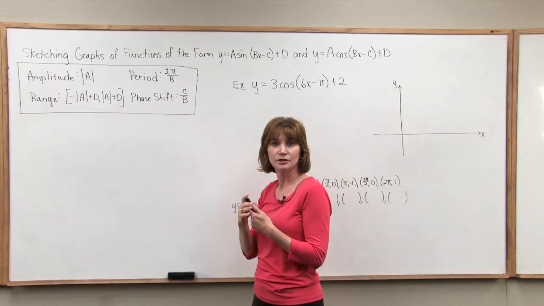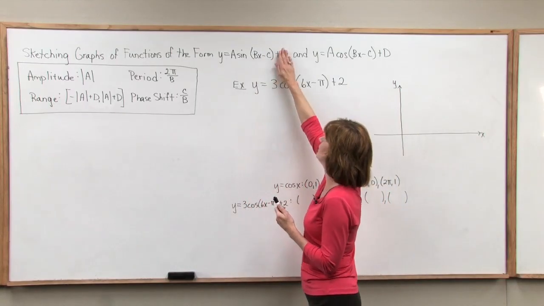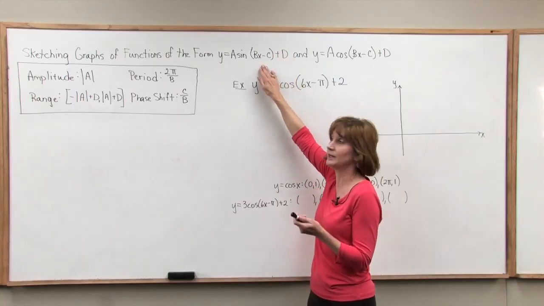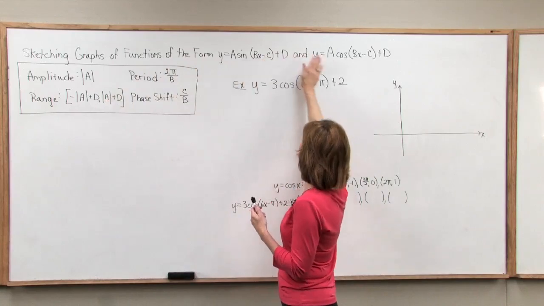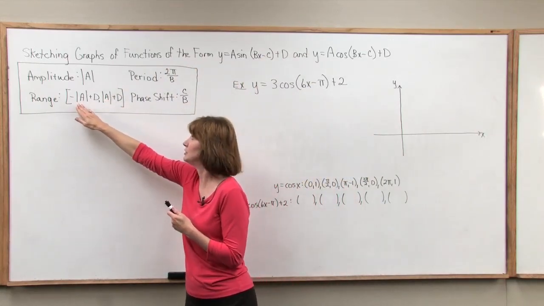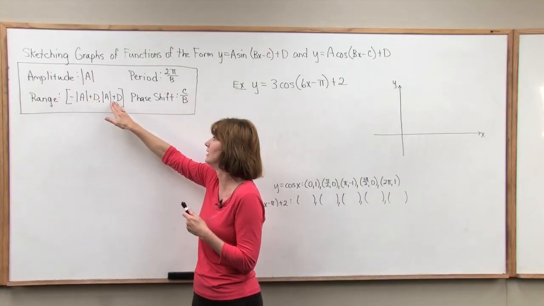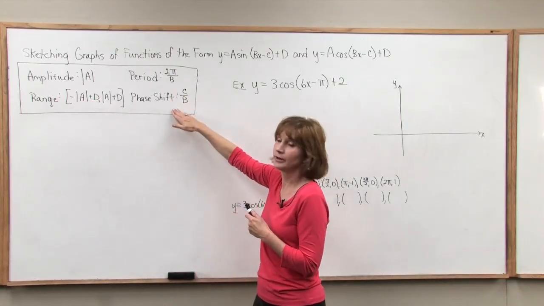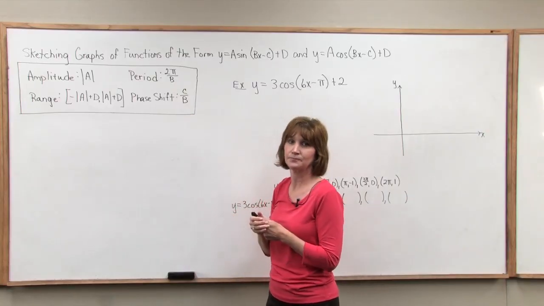Now, remember we're shifting vertically, so that's actually going to change the range. Remember the range, when we don't have a d, when d is 0, is negative absolute value of a to absolute value of a. So to get the range for functions in this form, we have to add d. We have to do negative absolute value of a plus d, so you're adding d to all the y coordinates, to absolute value of a plus d. Period and phase shift do not change. Let's look at an example.